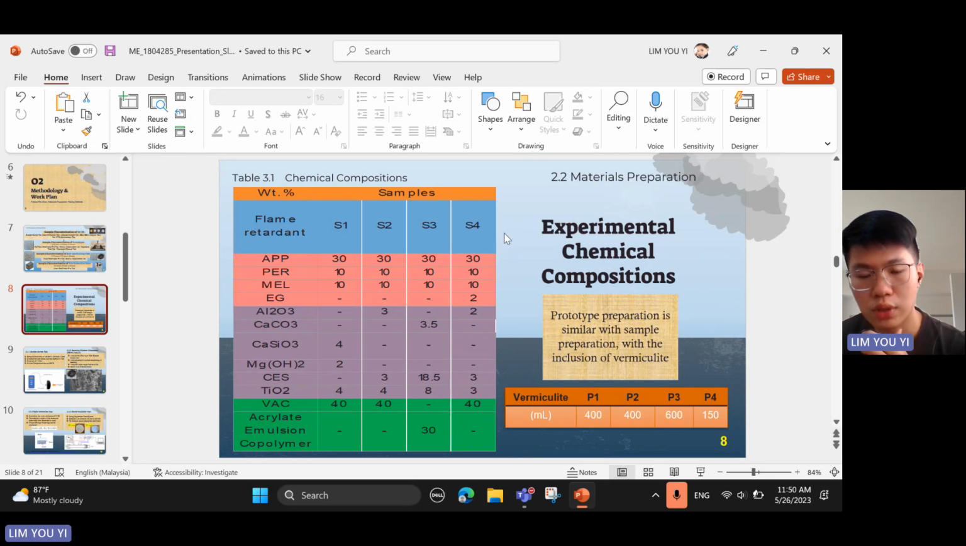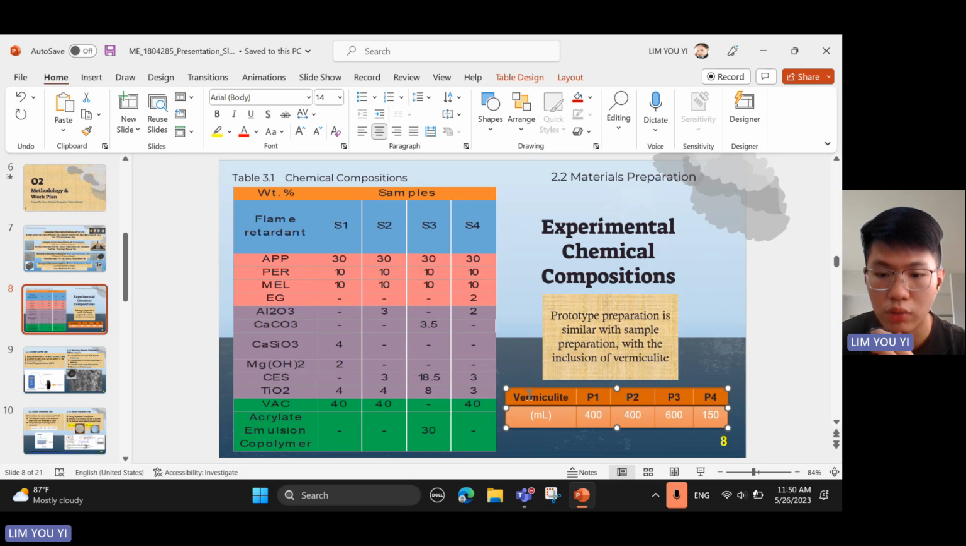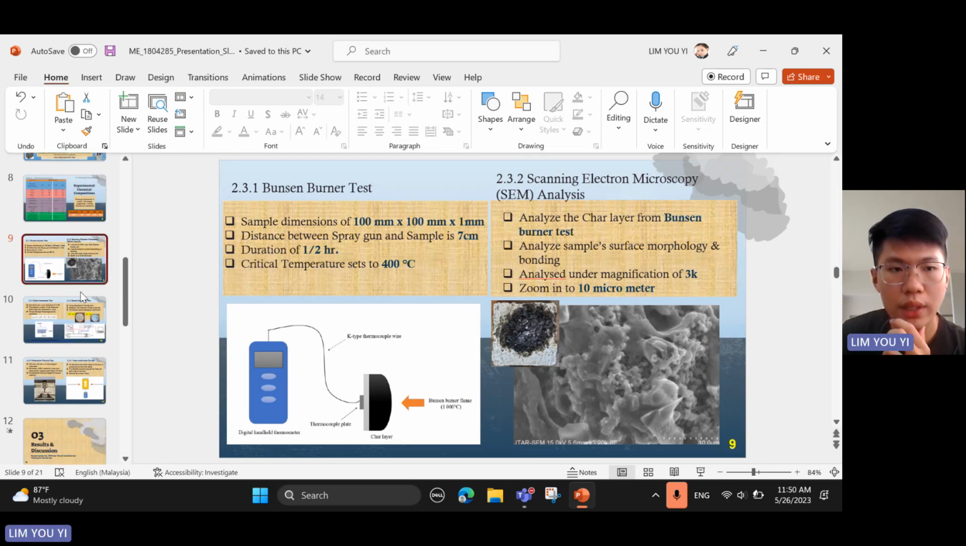Attached here are all the chemical compositions of the samples and the prototypes. The only difference between the samples and the prototypes is the inclusion of vermiculite. The addition of vermiculite can help the prototypes to enhance or prolong the fire resistivity, especially in the 1-hour or half-hour small-scale fire tests. Many testing methods have been conducted in this research. Now I will discuss some of the important testing methods.